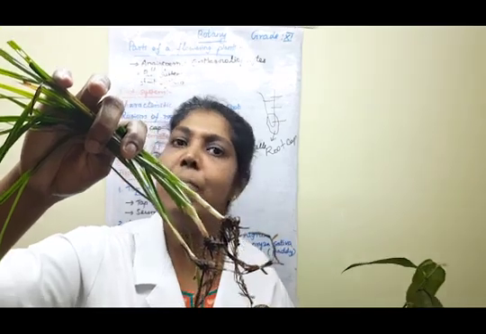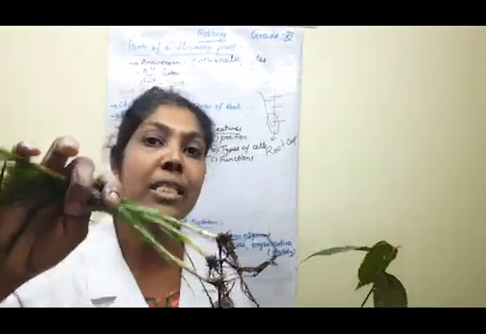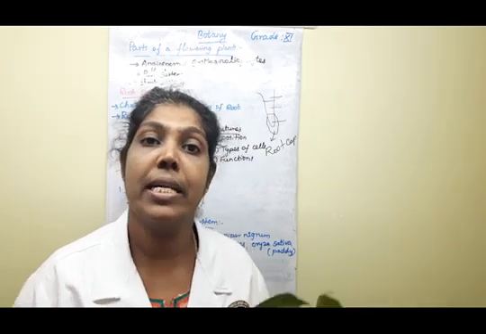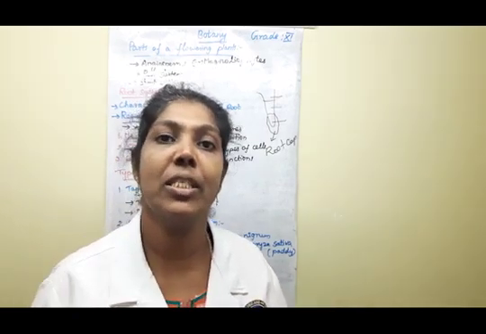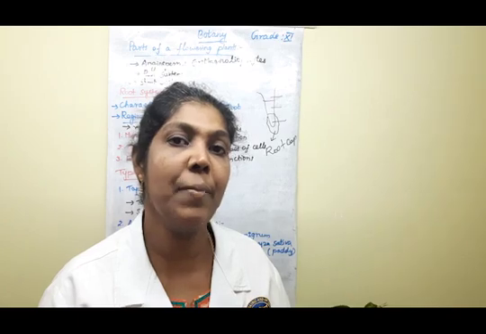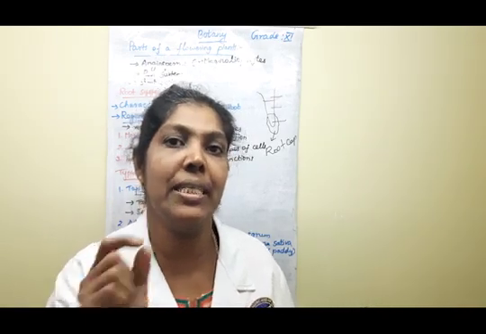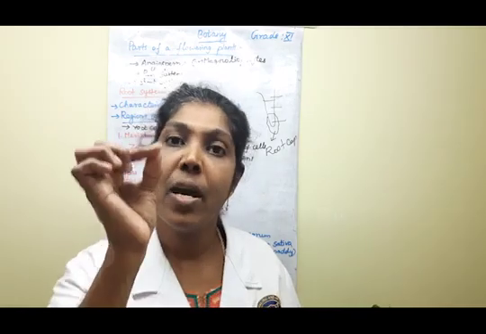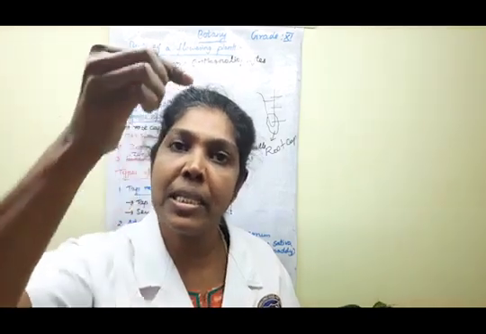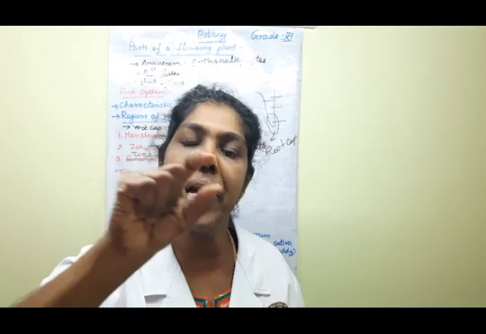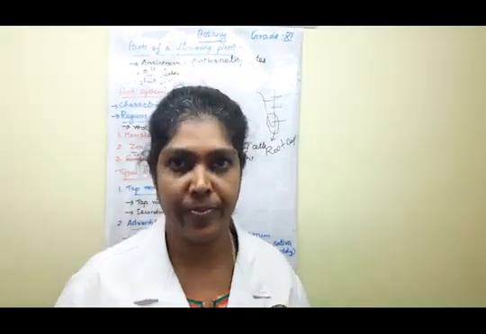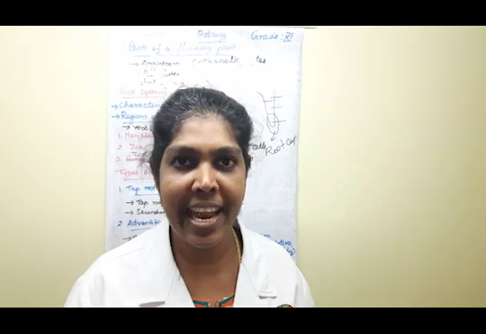Clear? One example of this is Piper nigrum, black pepper, which we call nalla melagu, where the roots arise from the nodal region. That is a good example of adventitious roots. Clear, children? Say yes or no?